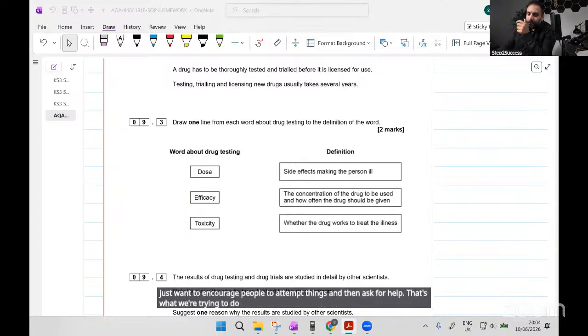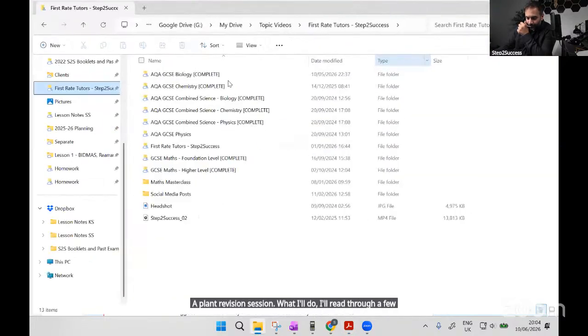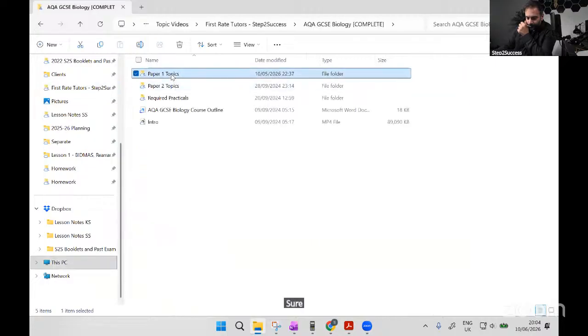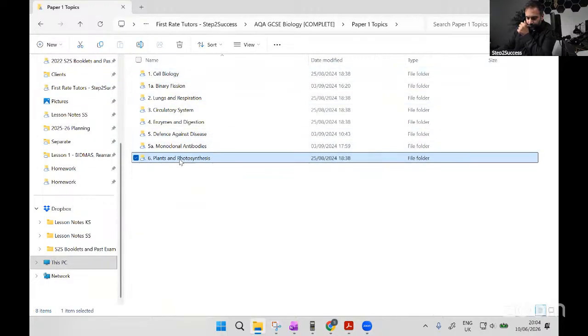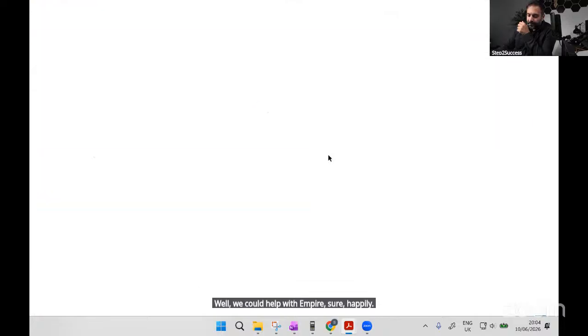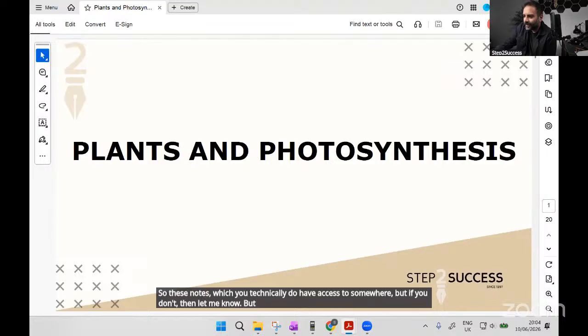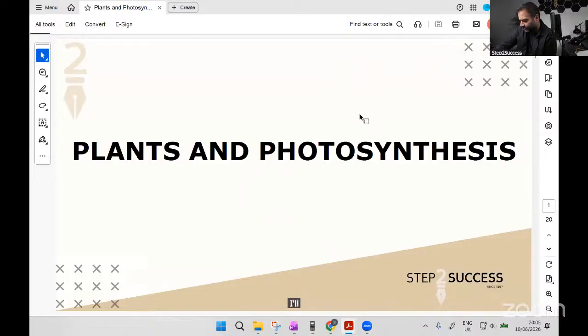A plant revision session. What I'll do is read through a few slides, if you like. Sure, happily. These notes, which you technically do have access to somewhere, but if you don't, then let me know. It's a little bit of plant revision that has been asked for. But if you do have any homework questions, please do ask specific questions. I'll just read through these. I won't keep you here forever.